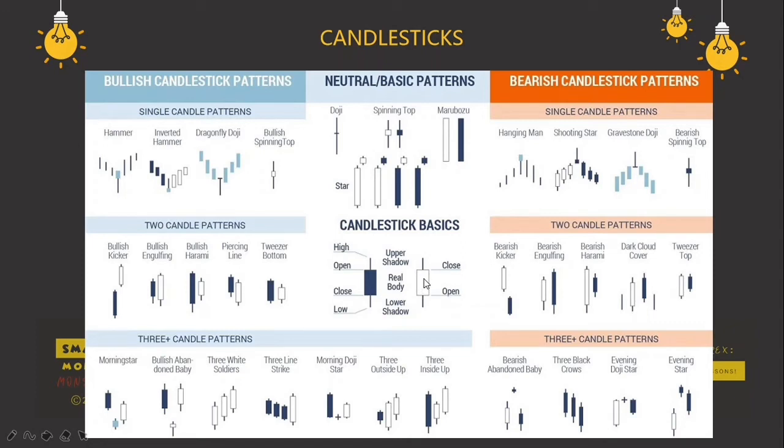Now, having understood that, with price action, these candlesticks are very important, because of the way they are patterned.